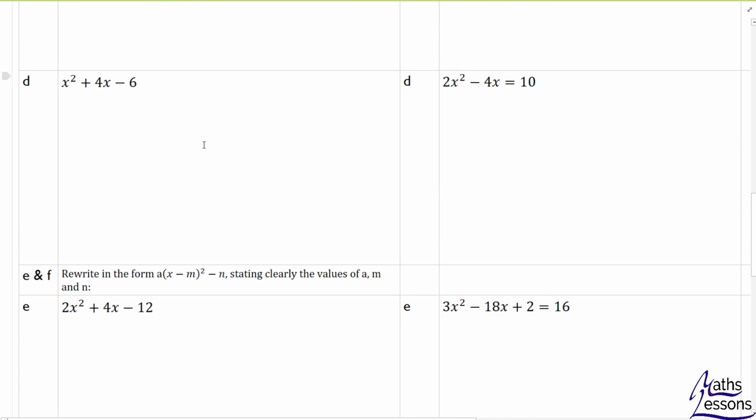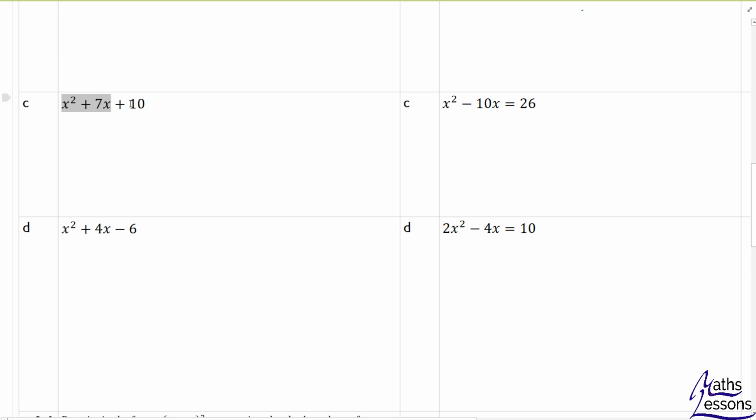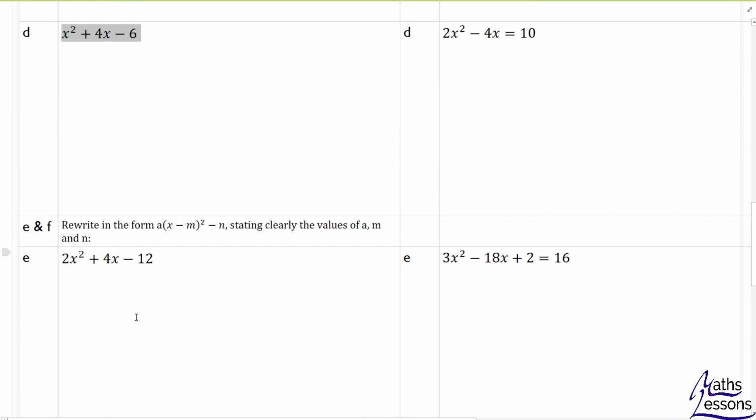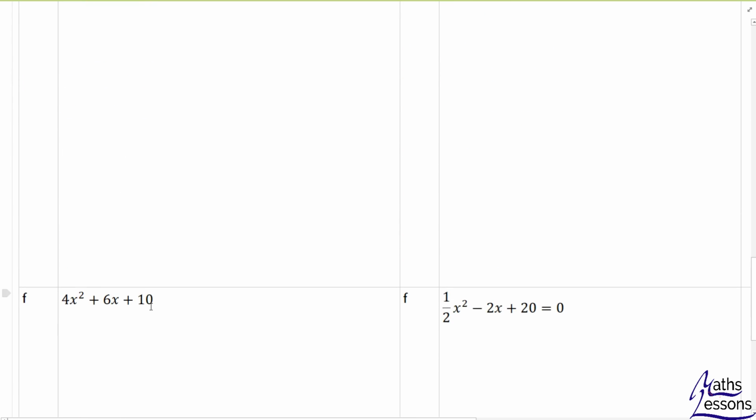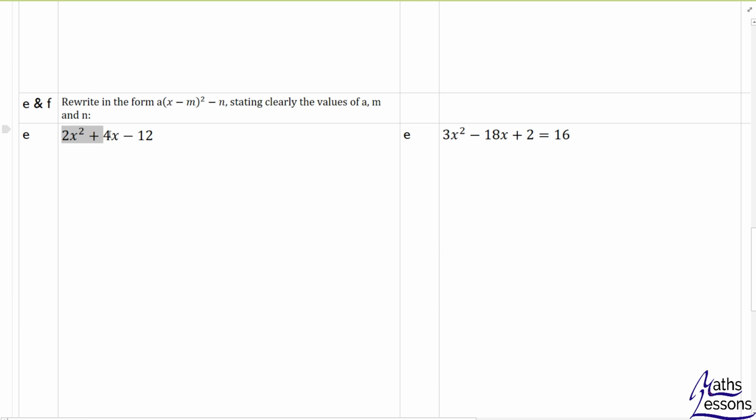What I'm going to do is, there's some more to practice. This one's got fractions, so it will test your ability with fractions. This one is another nice, easy, straightforward one. What we're going to do is jump to the ones which don't have a single x squared. You've got a number in front of the x squared.